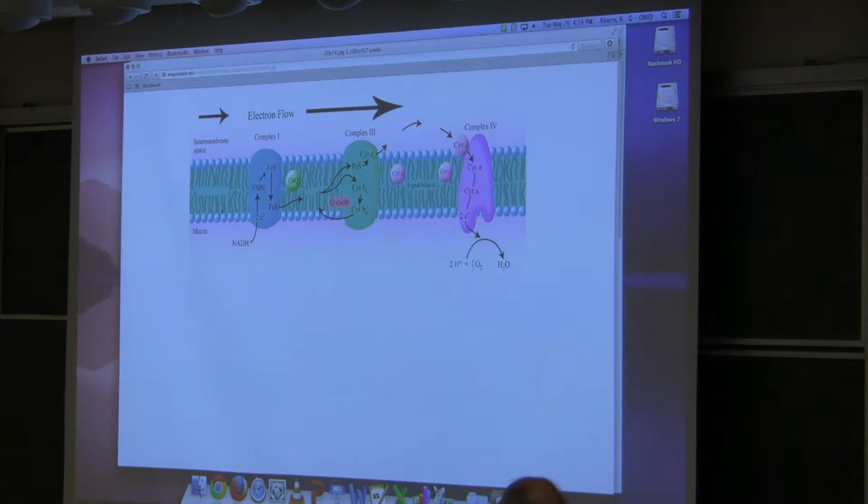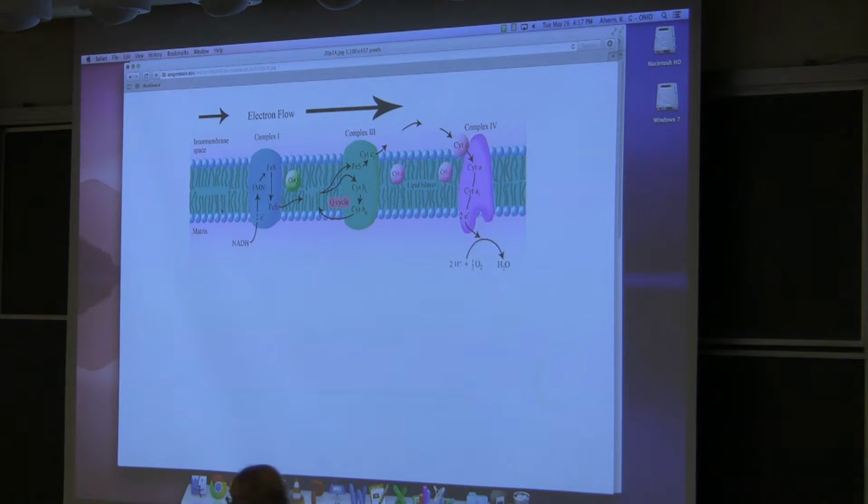When cytochrome C comes over to complex 4, which is the last destination over here on the right, it dumps the electrons into complex 4. And complex 4, just like complexes 1 and 3, pumps protons out of the matrix and into the intermembrane space. So we see that the proton concentration is growing in the intermembrane space, and it's falling in the matrix, meaning that the pH will be lower in the intermembrane space than it will be in the matrix.